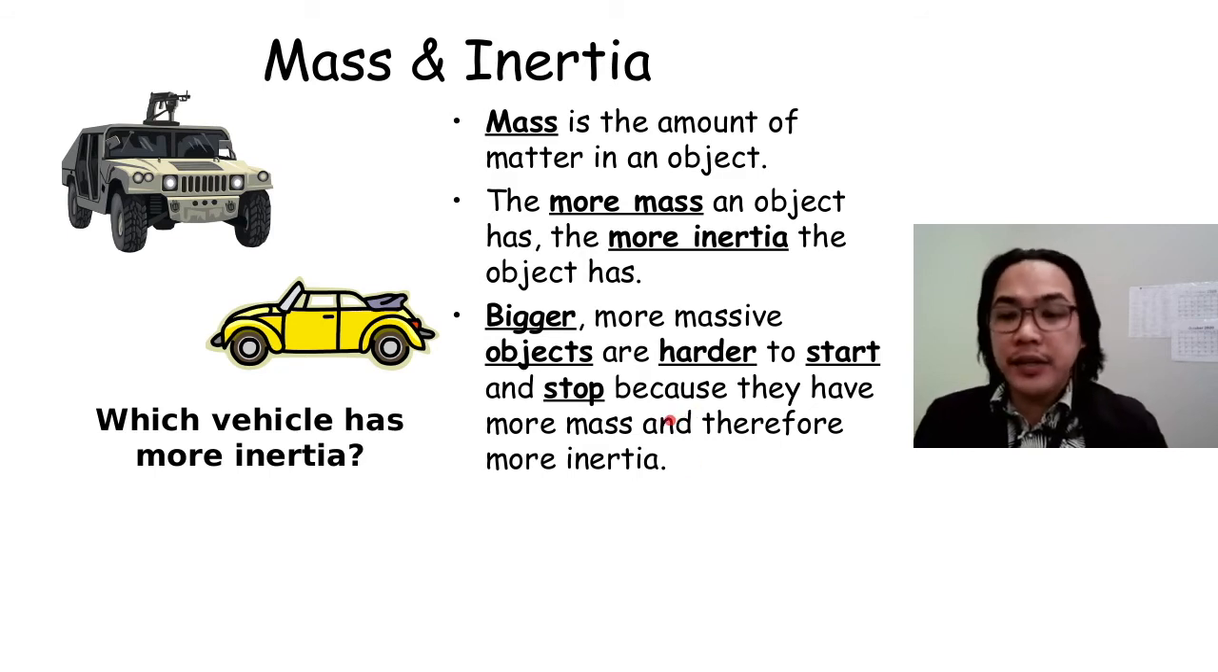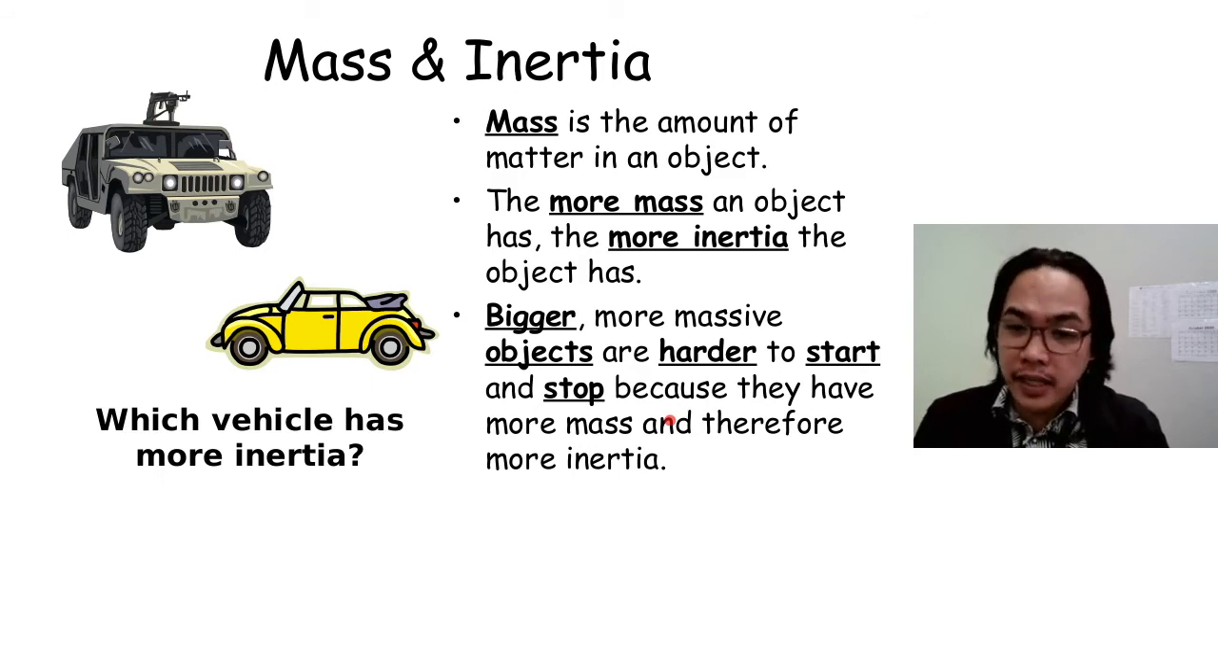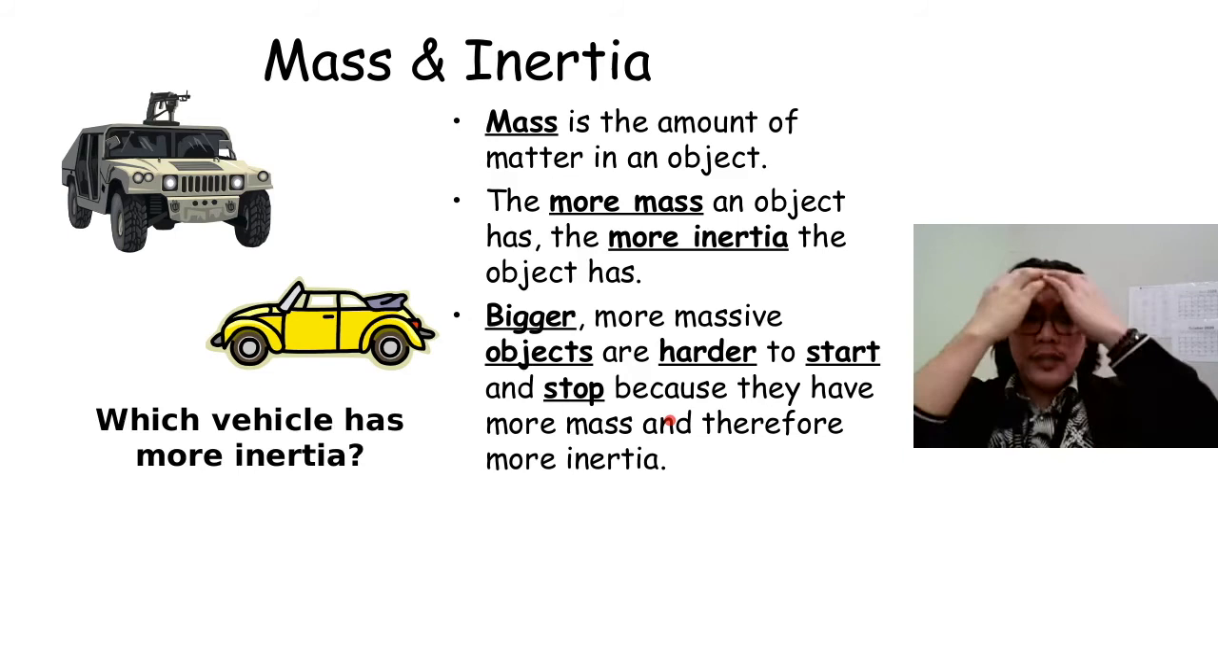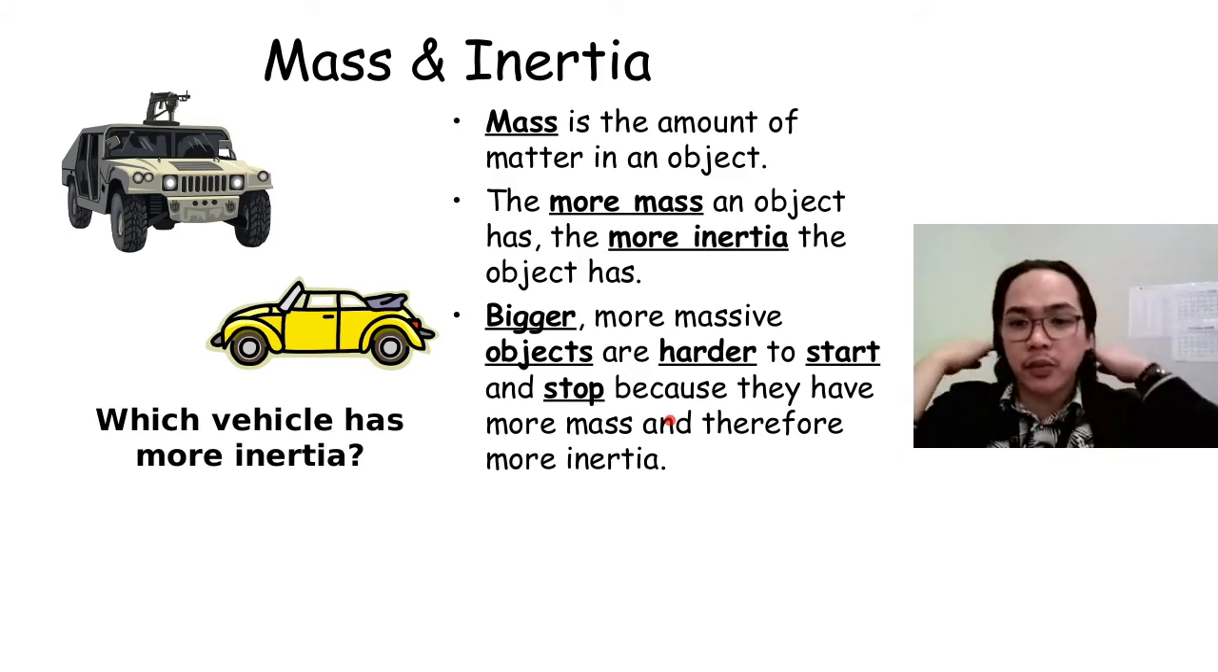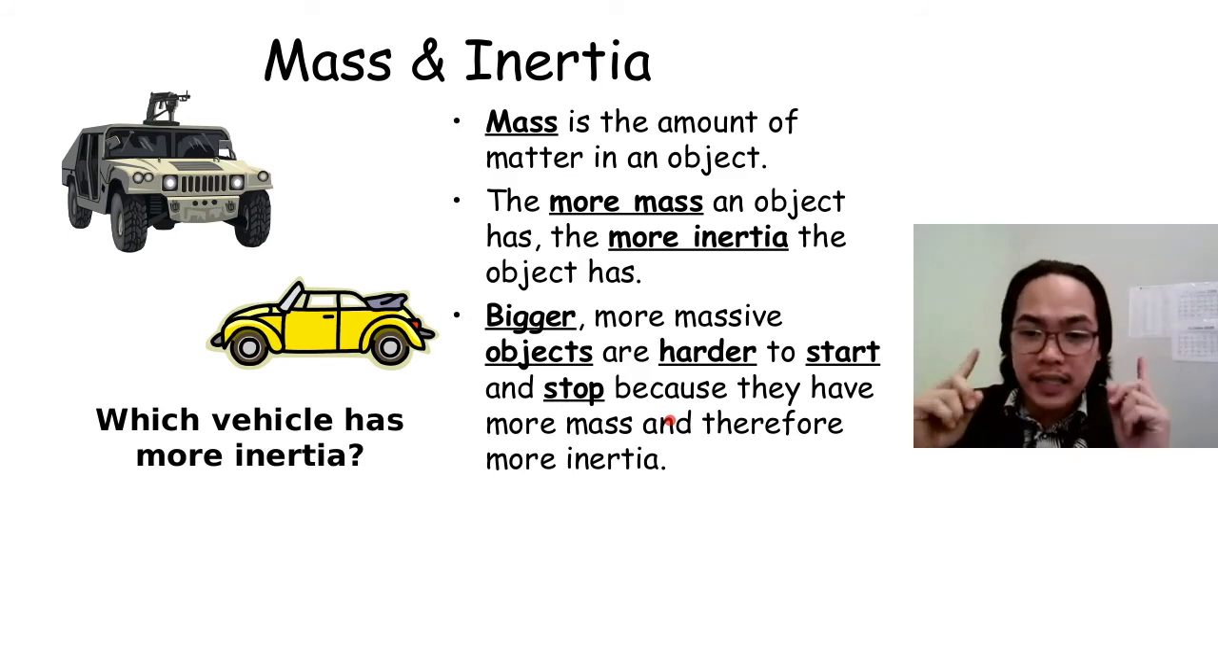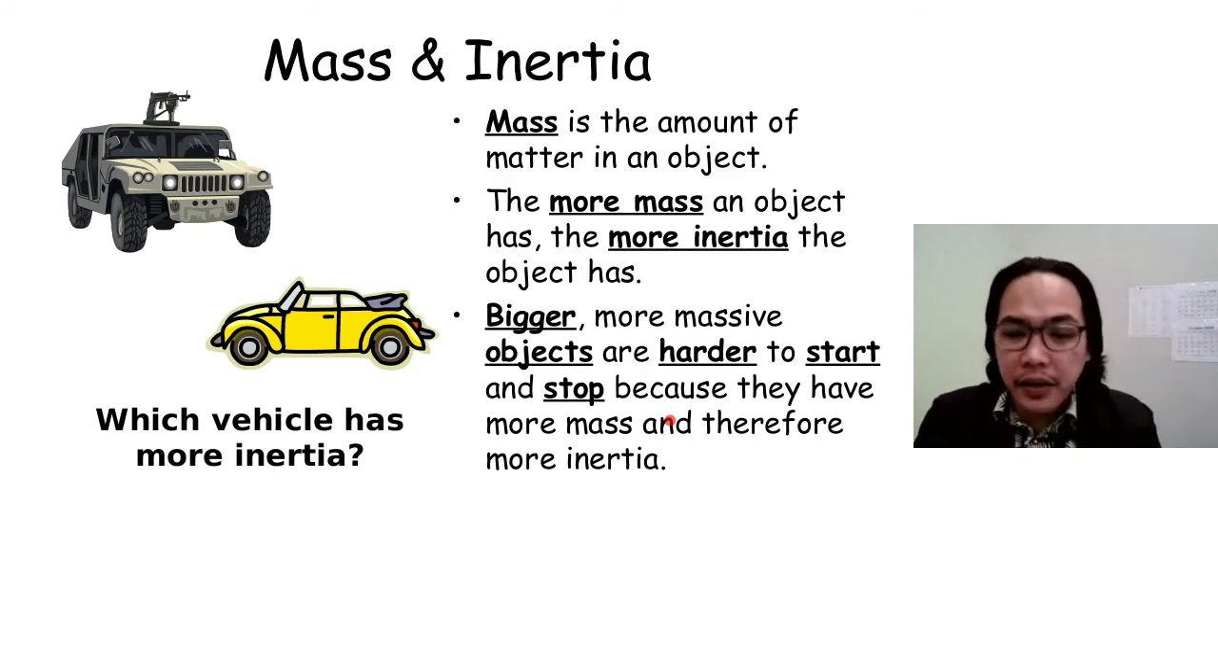So mass and inertia. From our previous lesson, we already know that mass is the amount of matter in an object. And their relationship actually is called directly proportional because the more mass an object has, the more inertia the object has. So they are directly proportional. When mass is higher, inertia is also higher. When mass is lower, inertia is also lower.